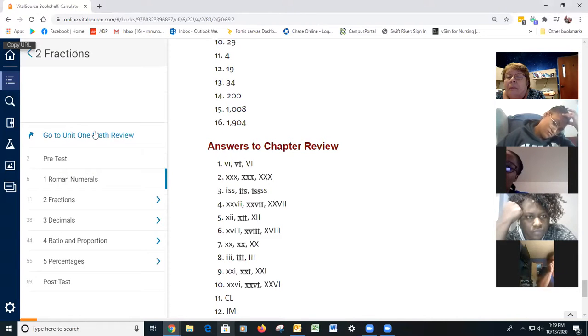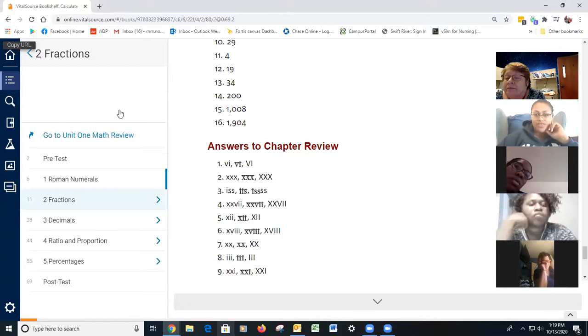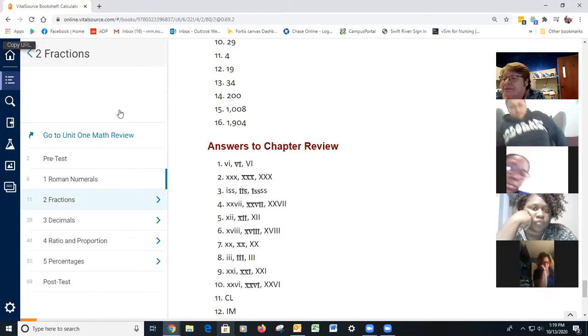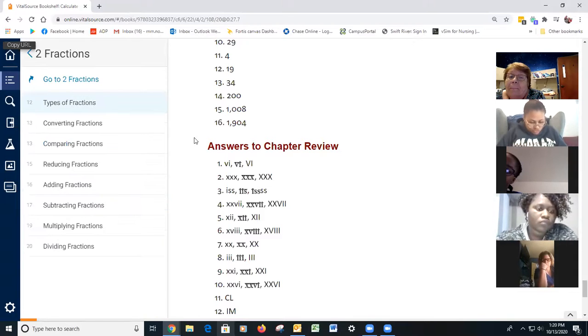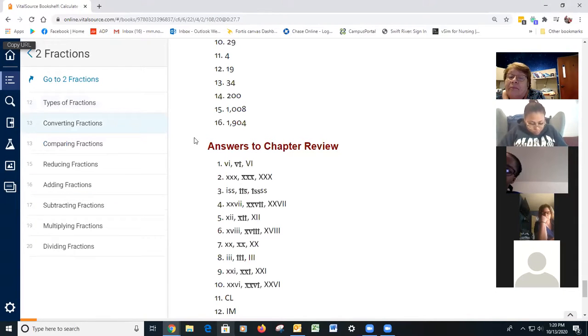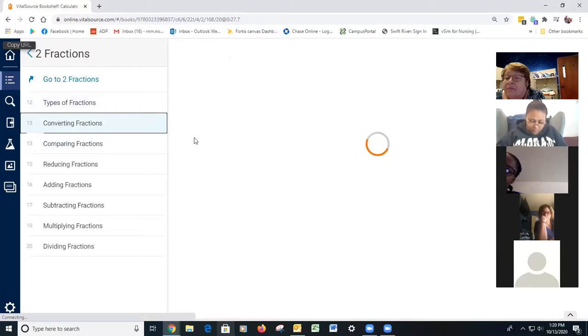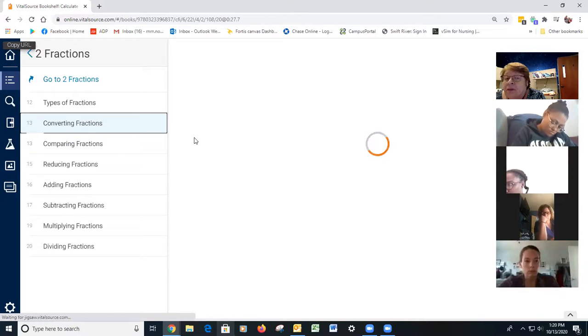Okay. Who remembers fractions from grade school? Yeah? All right. So now we've jumped to chapter 2. I believe we'll be on page 13.